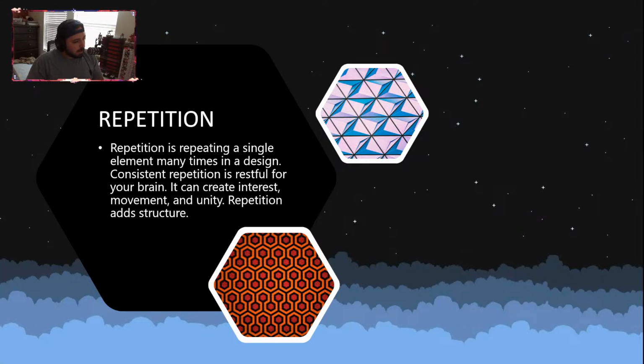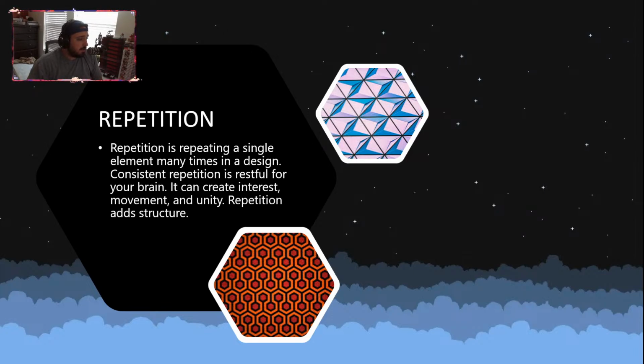Next element we're going to talk about. We talked about texture; the next thing we need to talk about is repetition. Repetition is the repeating of a single element many times in a design. When you have consistent repetition in a design, even in this background to this slideshow, it gives your brain an opportunity to rest. Your brain doesn't have to work very hard because it can pretty much understand what's happening across the board. It sees it and it's a repetition.